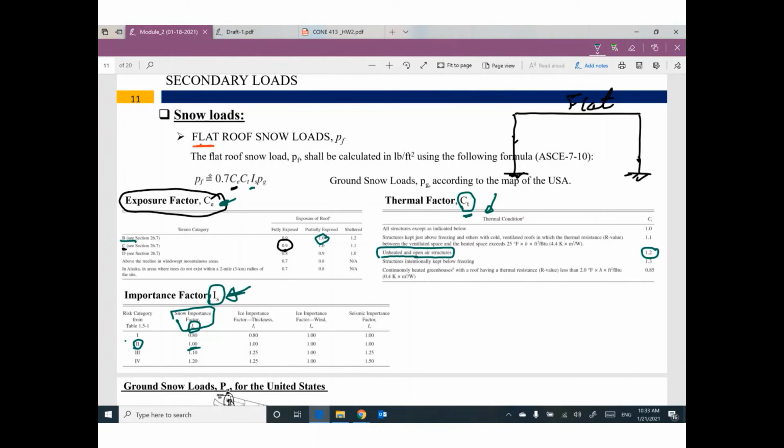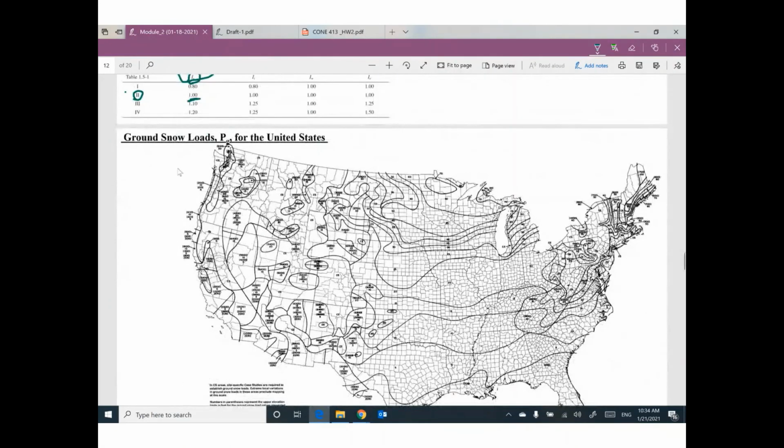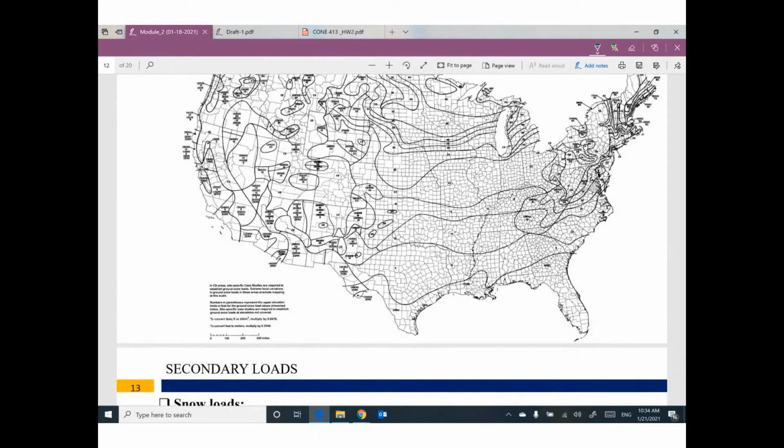So finally, what is the value of PG? We have here the map of the United States. We need to figure out the value of PG. Where is Texas? Where is Commerce? I think Texas is here, in this area. So you have a different value. Which city? Probably the Dallas area. So your value here will be PG equal 10. If you are looking for Chicago, for example, this one, your value will be 25.